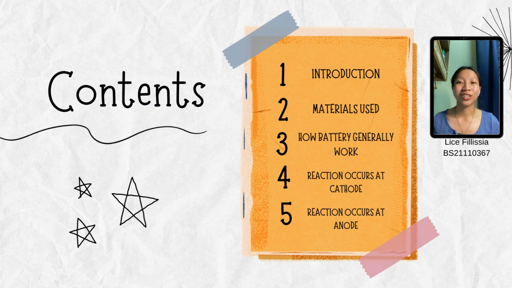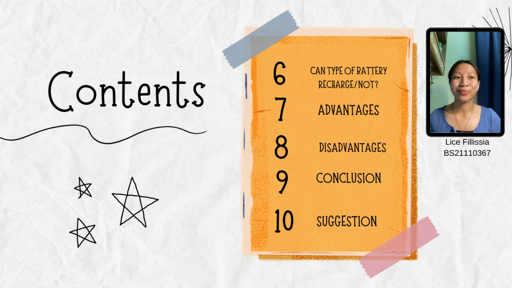This slide is about the contents of our presentation today. Our presentation is about the introduction of Mercury Battery, materials used to make Mercury Battery, how the battery generally works, the reaction that occurs at the cathode, and the reaction that occurs at the anode. Next, whether this type of battery can be recharged or not, the advantages and disadvantages of Mercury Battery, the conclusion, and last is the suggestion.